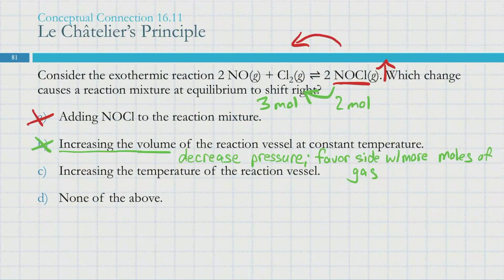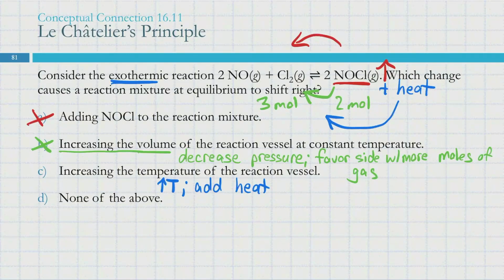If we increase the temperature, that's the same as adding heat. It's an exothermic reaction, so we can add heat as a product. If we add heat, that'll also cause us to shift away. And so it's not that one either. Therefore, the correct answer here would be D, none of the above. Any questions about Le Chatelier's principle?